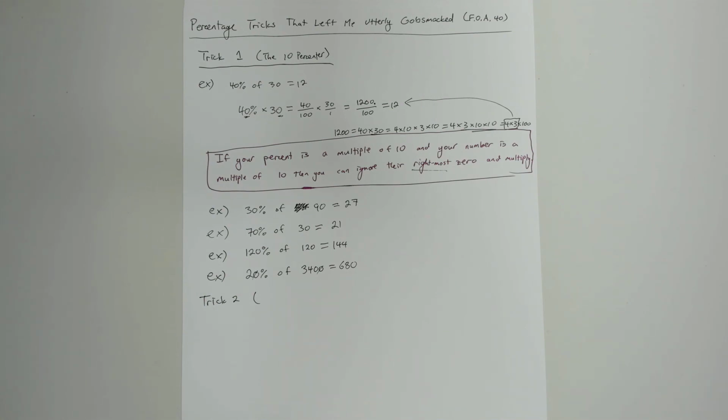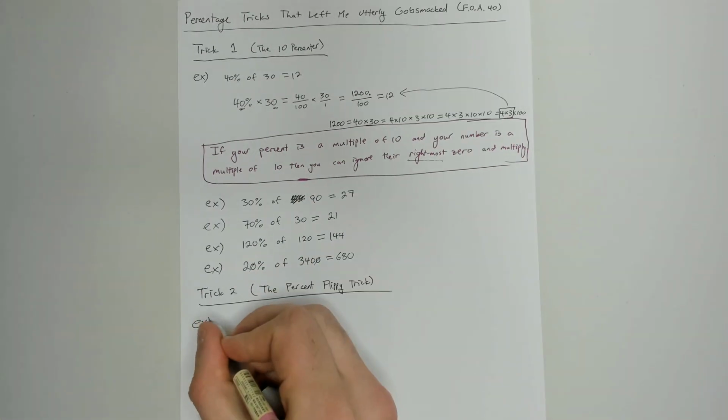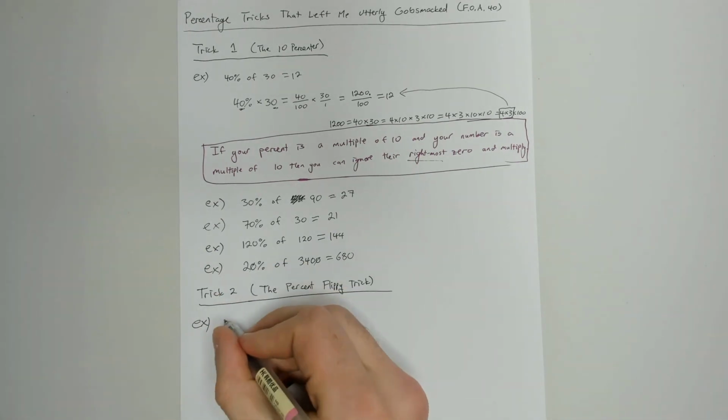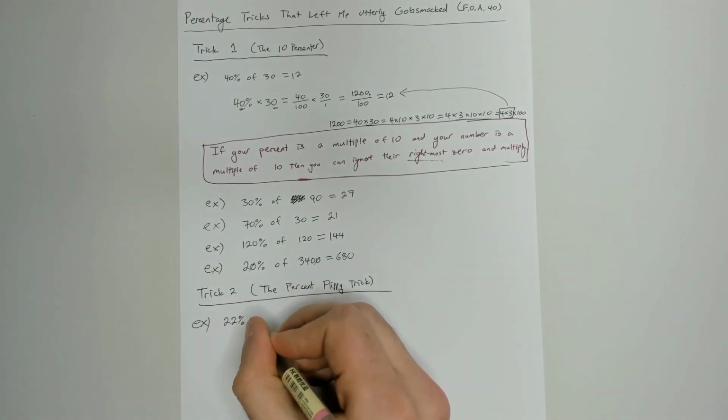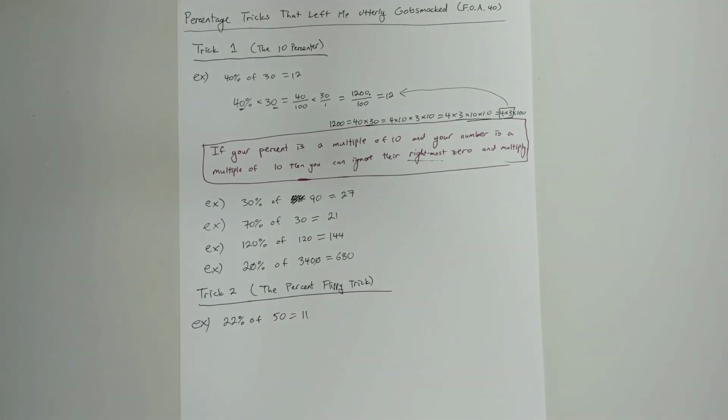I don't really know if there's a name for it, so I just call it the percent Flippy trick. All right, so to demonstrate once again, let's say I had something like 22% of 50. I know that that's immediately 11. How did I know that? Well, I used the percent Flippy trick.